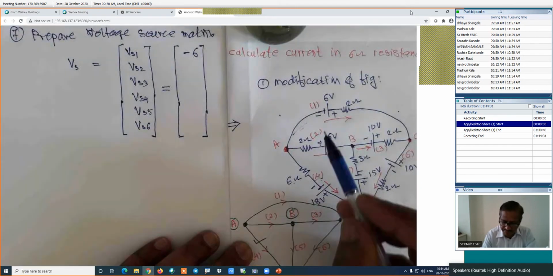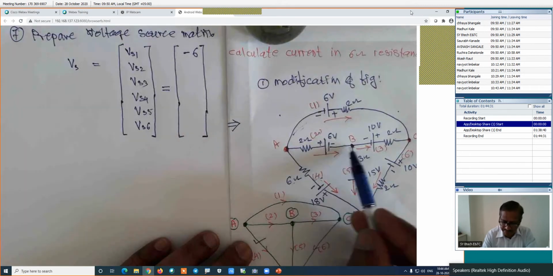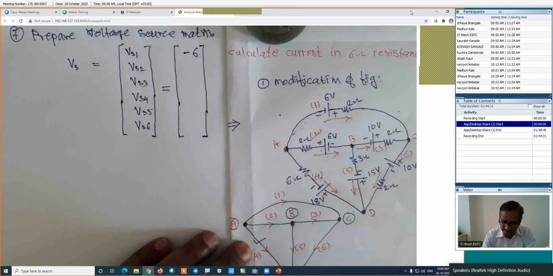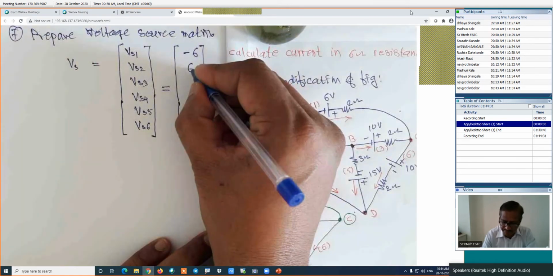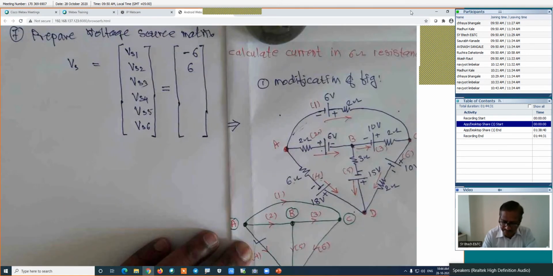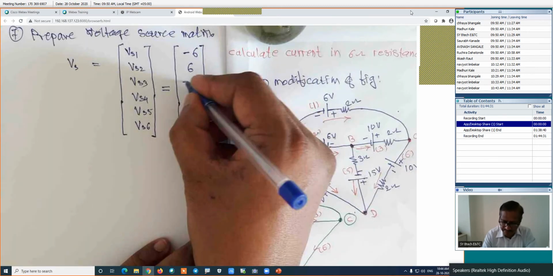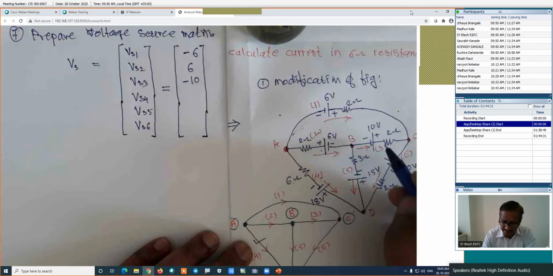For branch number 2, this is the forward direction. How is the current? Current entering into the positive terminal is taken as +6, because it is 6 volt. Is it right? Then here, positive to negative. In this particular case, look, current enters into the negative terminal. That's why for branch number 3, this entry will be -10 because it is 10 volt.